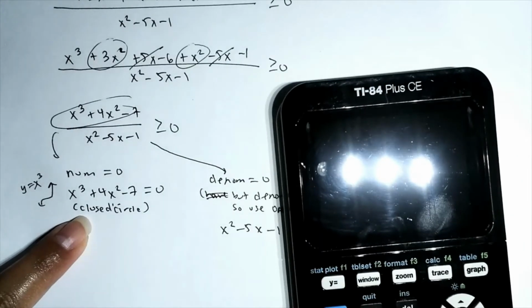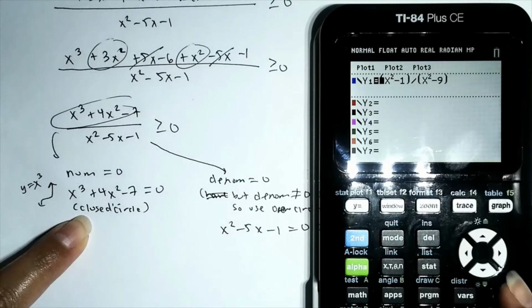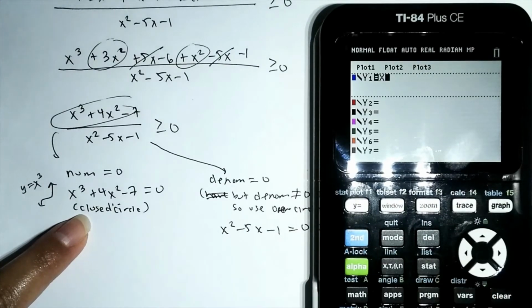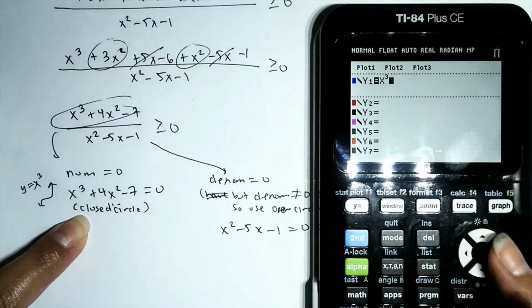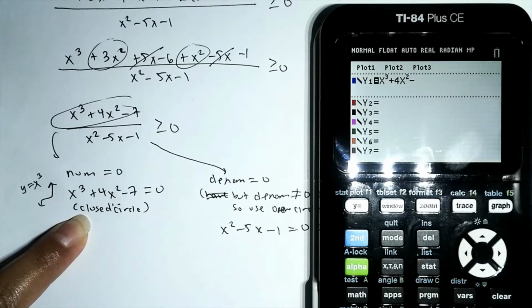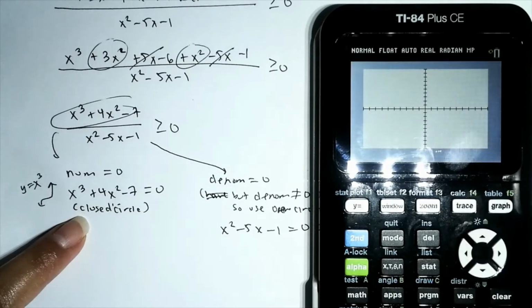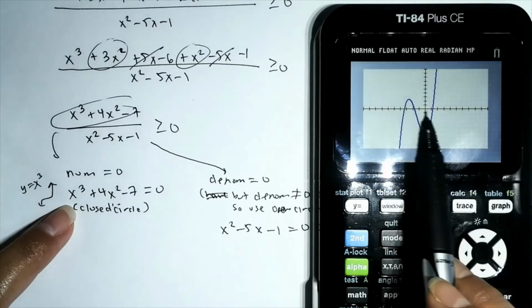Let's go ahead and find the zeros. Y equals x cubed plus 4x squared minus 7. Oh yeah, that's not right. So x cubed, get out of the exponent, plus 4x squared minus 7, and then we go ahead and graph it. The degree is 3, so we're expected to have 3 zeros. We have 1, 2, 3 intercepts.